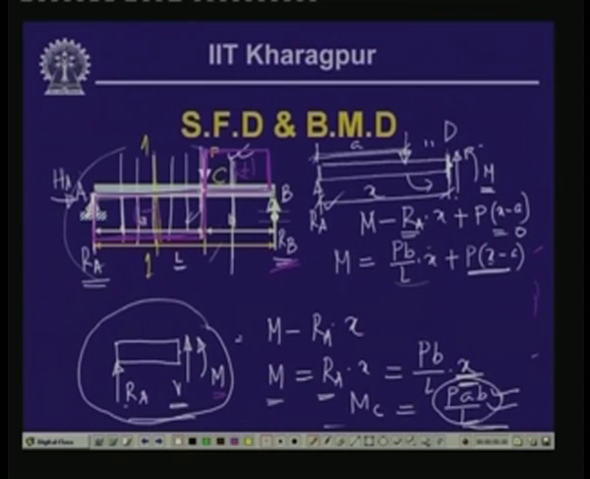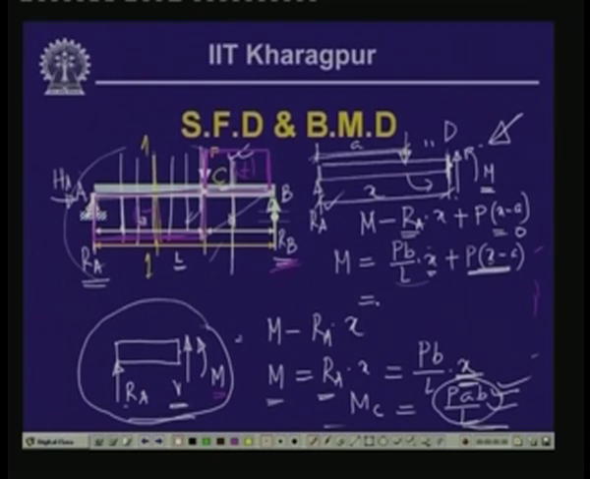Now, the expression which we have obtained from this point to this point from this particular free body diagram, we find that the bending moment at this particular point C, substituting the value of x equals a, gives us the value of P A B by L. Now, what happens between these, since there are no loads? If we substitute x equals L, then what happens?